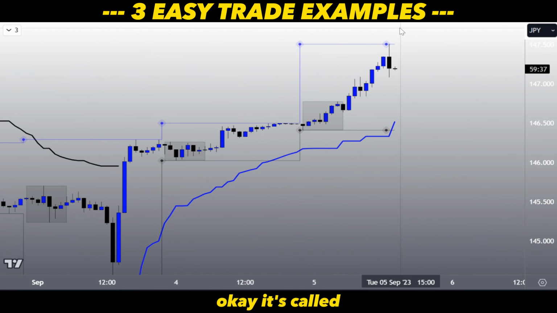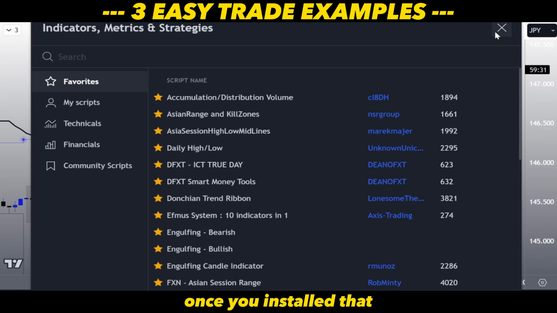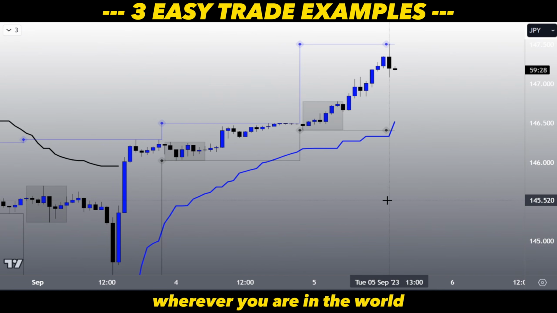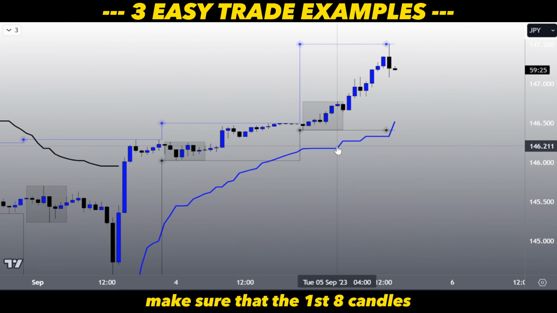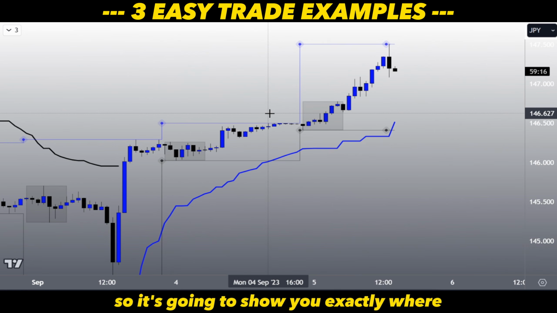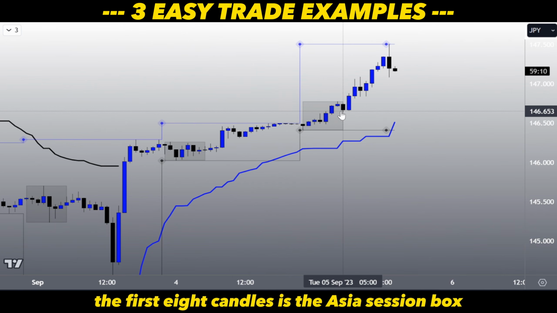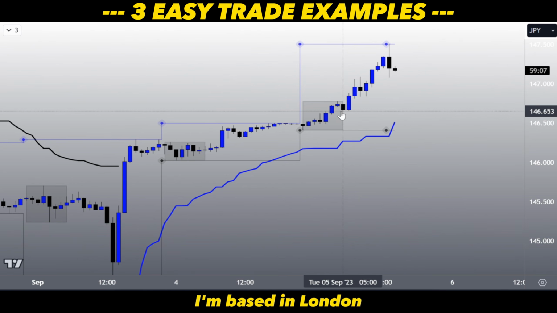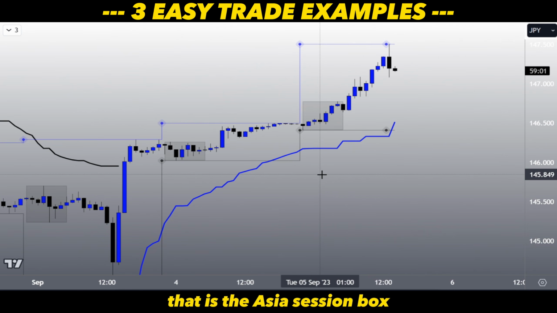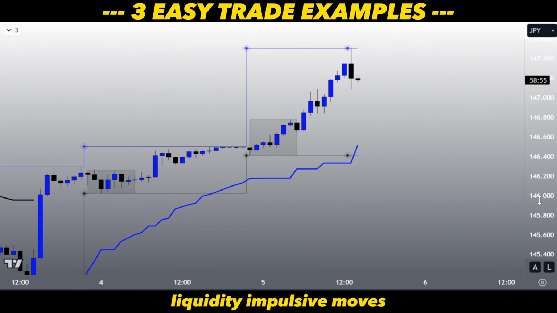Okay, it's called the Asian range and kill zones. Once you install that, wherever you are in the world, make sure that the first 8 candles on a 1 hour time frame is engulfed by this indicator. So it's going to show you exactly where your Asia session is. The first 8 candles is the Asia session box. I'm based in London, so that is from 10 p.m. to 6 a.m. as the Asia session box, because this is about catching the London session liquidity impulsive moves.